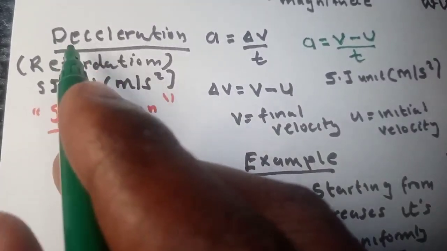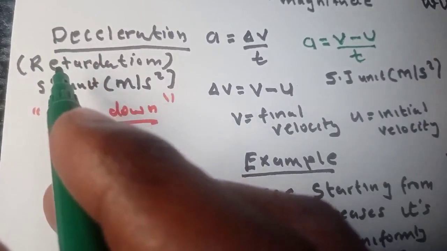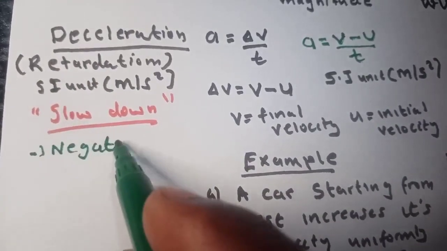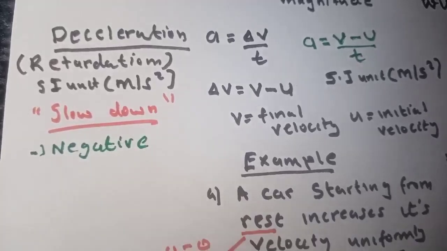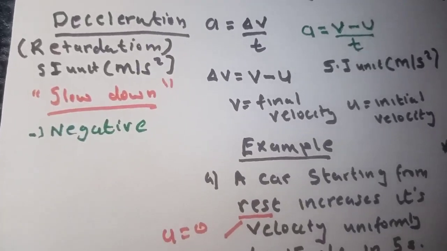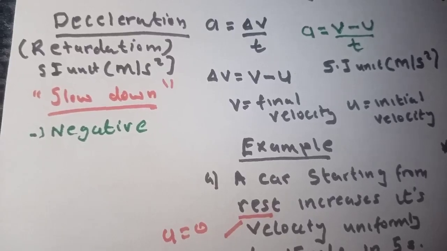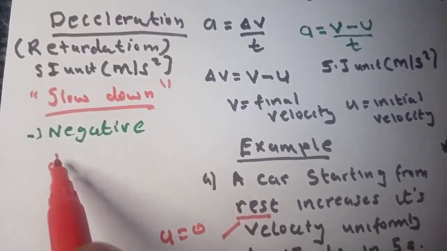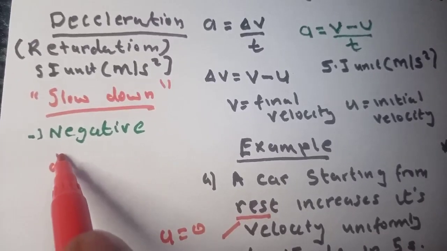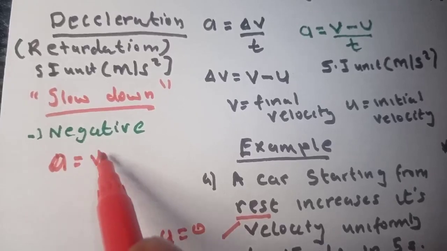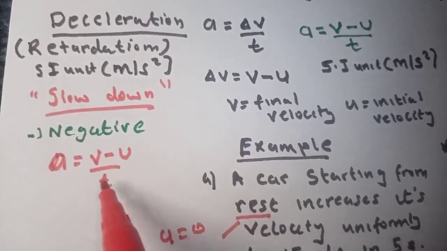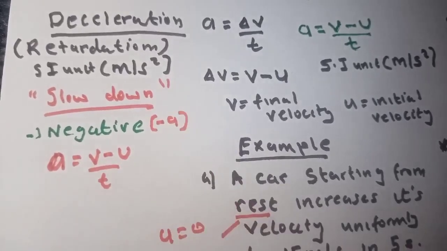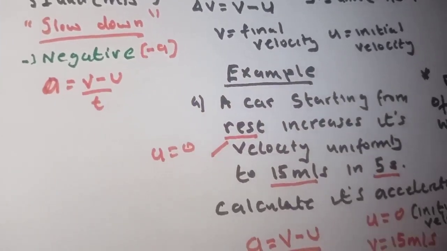So deceleration here will always be negative, and we'll see that soon when we do an example. Deceleration will always be negative. We write the same formula as for acceleration: v minus u over t. But our acceleration will always be what? A negative. So let's look at this example.